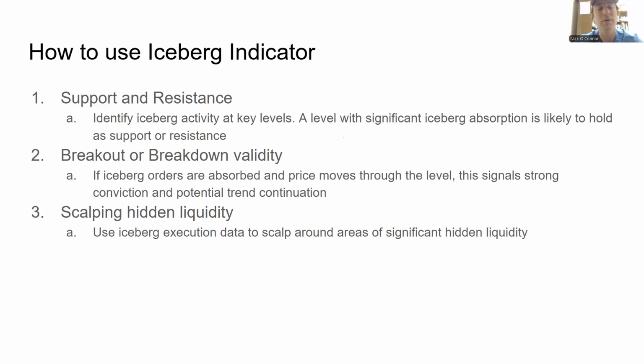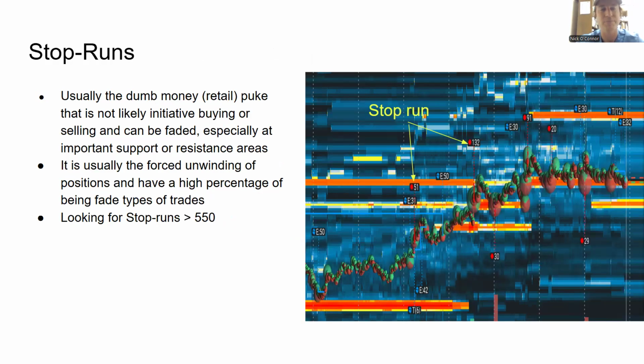And then also we can scalp around these icebergs, because the algorithms that are in the market just see these large orders as well, and they like to bounce price back and forth from them, away from the zone and then back towards it. So there's a lot of different ways that you can use this to find opportunities to make money in the market. Just a little bit about stop runs here.